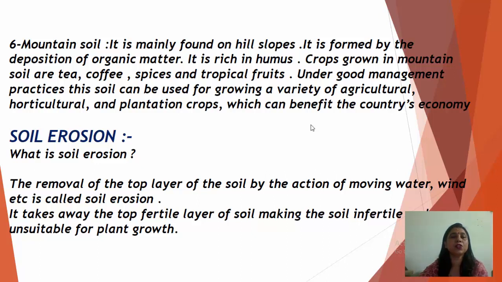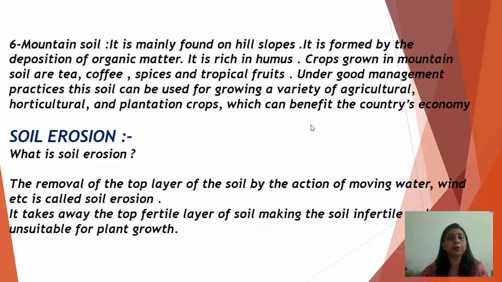Now coming to the next topic, soil erosion. What is soil erosion? The removal of the top layer of the soil by the action of moving water, wind, etc. is called soil erosion. It takes away the top fertile layer of soil, making the soil infertile and unsuitable for plant growth.